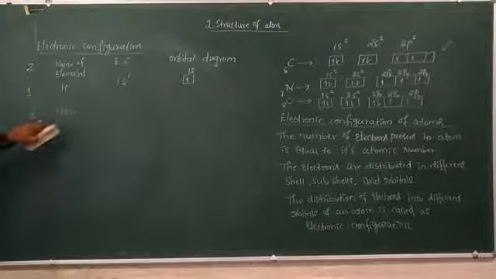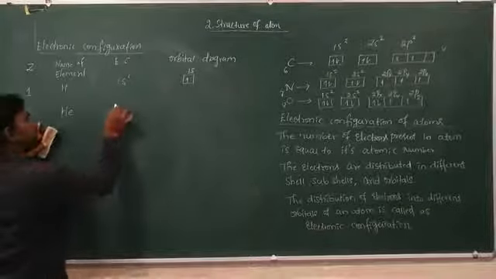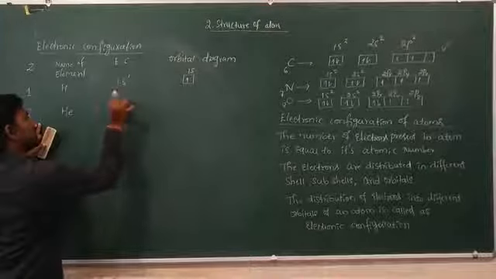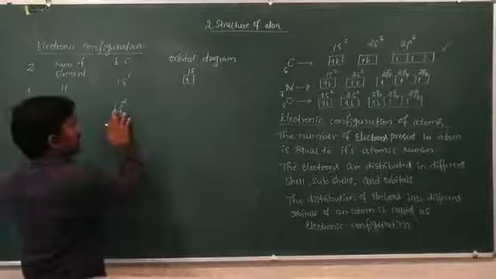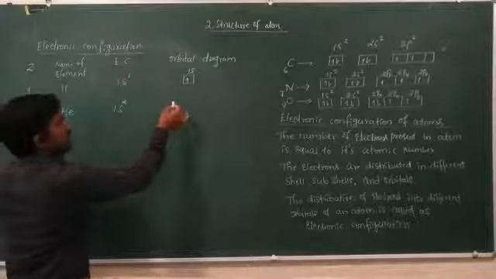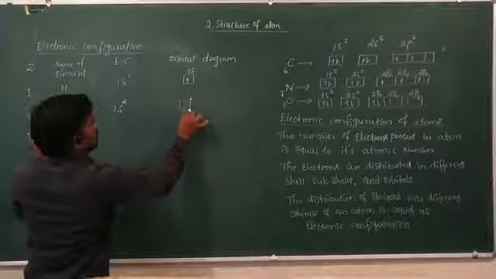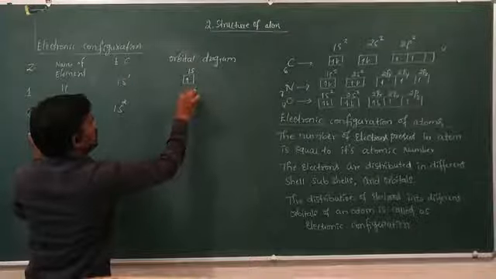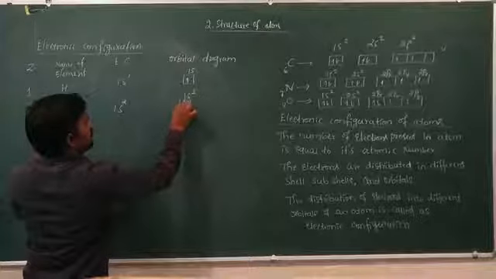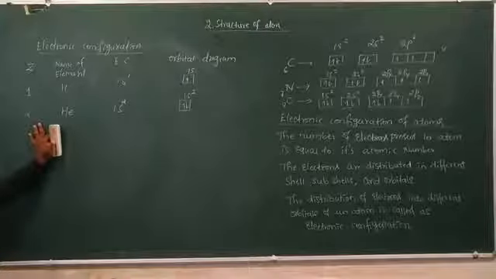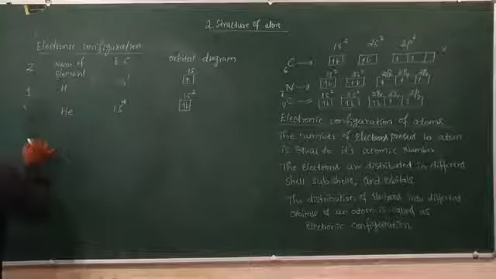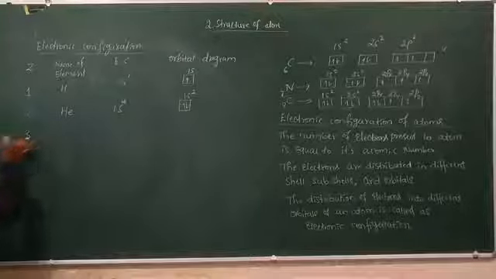Helium, atomic number 2. Electronic configuration 1s2. Two electrons are present in the 1s orbital. One spins clockwise, another anti-clockwise: up spin, down spin.